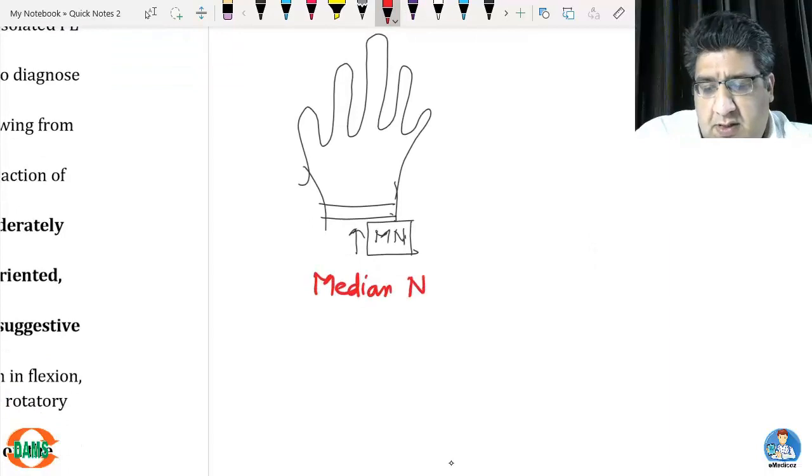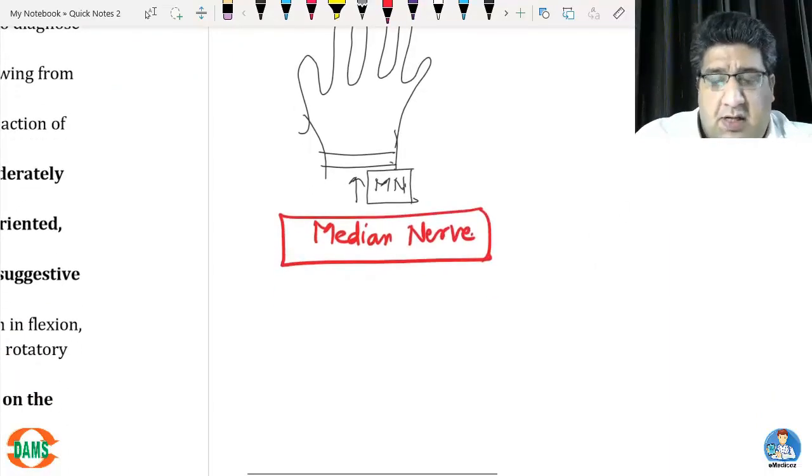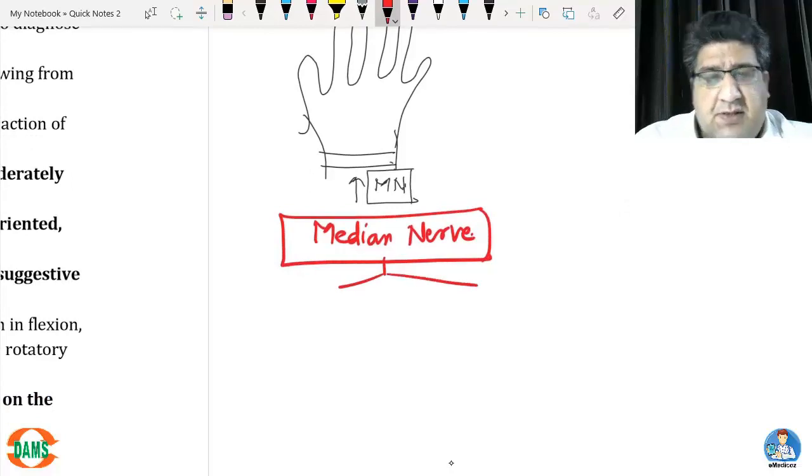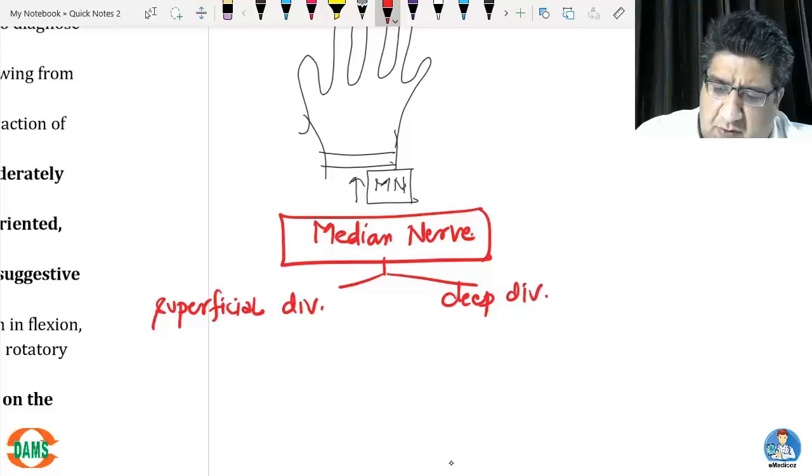when the median nerve enters at the level of the wrist, it divides itself into two aspects. One is the superficial division. One is the deep division or deep branch, whatever you want to call it.